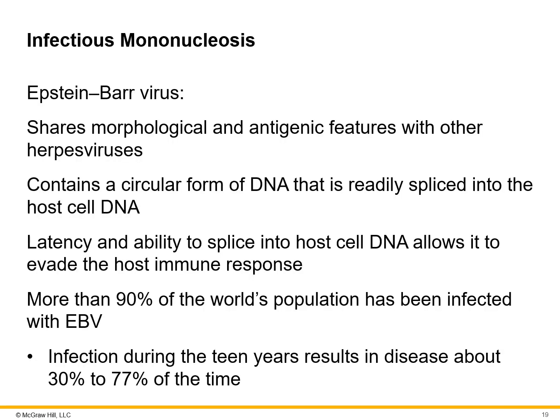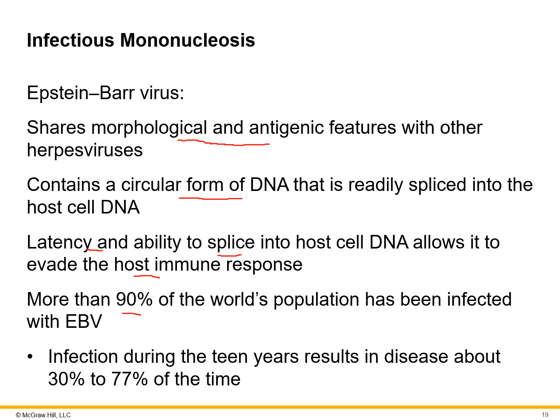All right, infectious mononucleosis, or just typically referred to as mono or the kissing disease. This is caused by Epstein-Barr virus. It shares the same morphological and antigenic features as other herpes viruses, but this one contains a circular form of DNA that's readily spliced in the host cell. It does have a latency period, and also that ability to splice into the host, just meaning it becomes part of our DNA, allows it to evade the immune response.